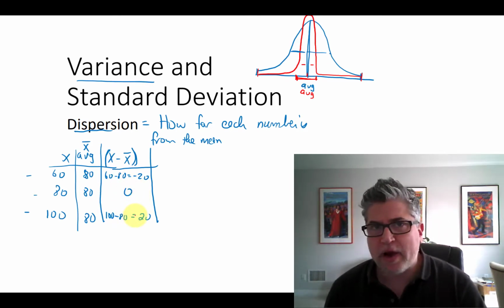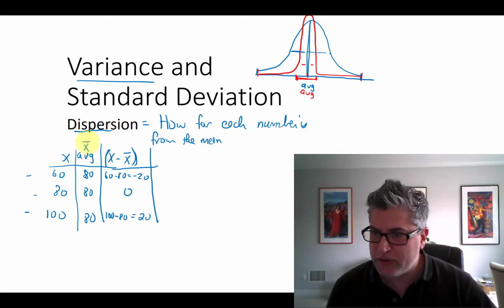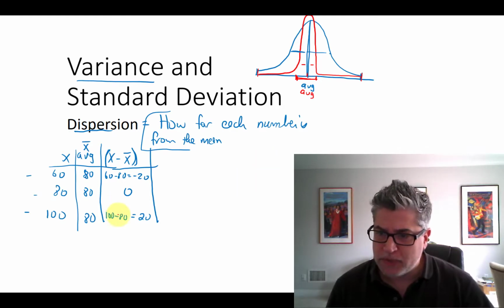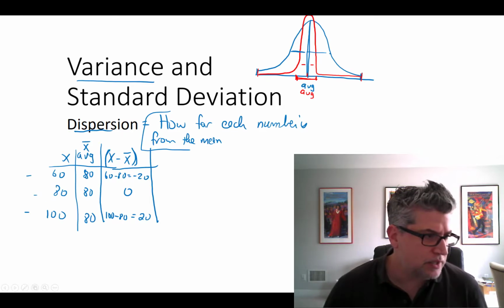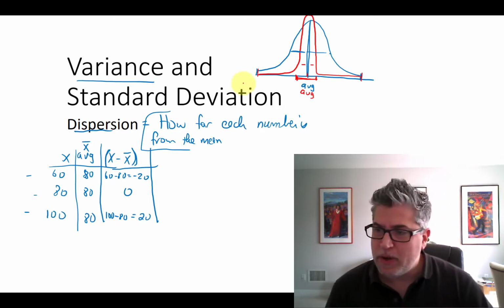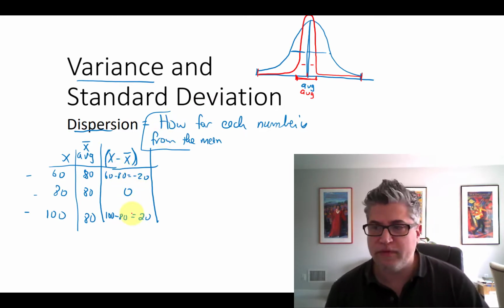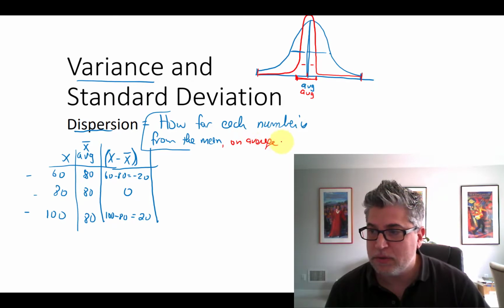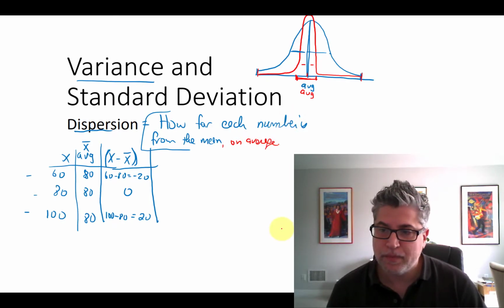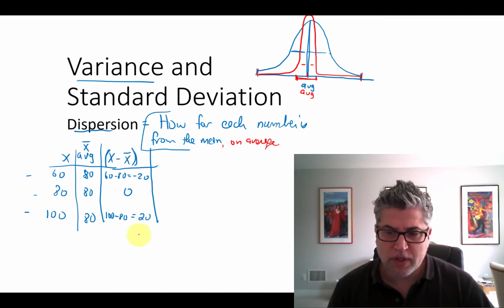So let's modify our intuitive definition here, so that we can collapse these into one number. Let's add a couple of words there. I don't just want to calculate three different numbers, how far each number is from the mean. I want to know how far each number is from the mean on average. So I need to calculate the average of these three numbers.